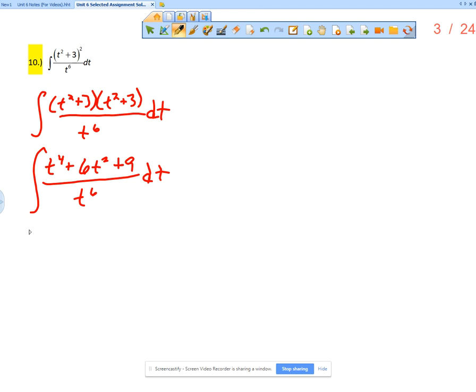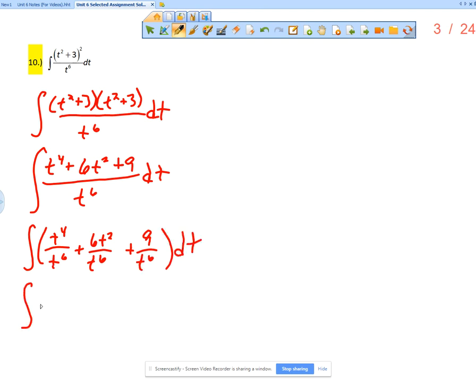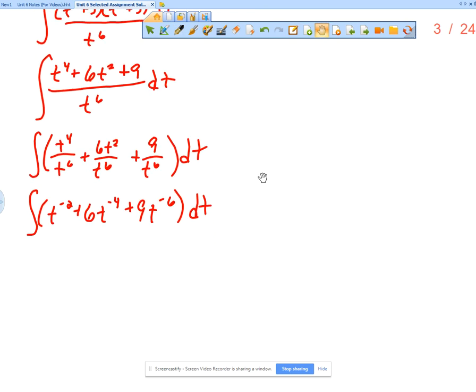All right, so now I'm going to realize that I can split this up into t to the 4th over t to the 6th plus 6t squared over t to the 6th plus 9 over t to the 6th, all with respect to t. All right, so t to the 4th over t to the 6th, that is t to the negative 2nd, right, because we're going to subtract, plus 6 times, that would be t to the negative 4th, and then plus 9 over 6, t to the 6th is 9t to the negative 6th. All right, and then with respect to t, remember we haven't integrated yet, so we have to keep writing the integral symbol and the dt.